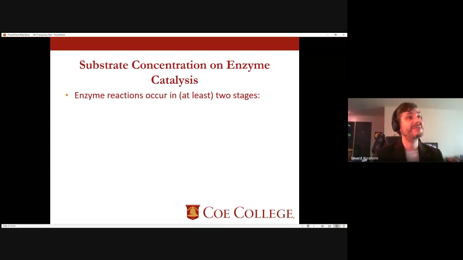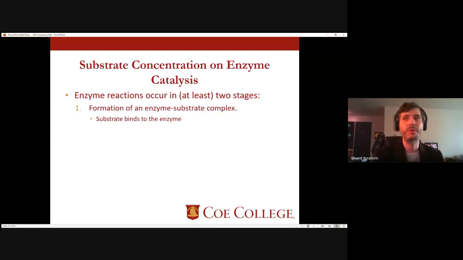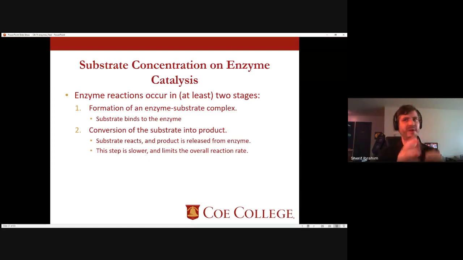So how do enzymes actually do reactions? This is kind of the interesting part. Enzyme reactions usually occur in at least 2 stages. You could argue, I'm being a little bit iffy here. So the first is the enzyme has to bind to whatever substrate it's working with. There has to be an enzyme substrate complex. They have to find each other and reach the right spots. Second step is actually conversion of that substrate into the product. So the substrate reacts, turns into the product, and then it's released from the enzyme.